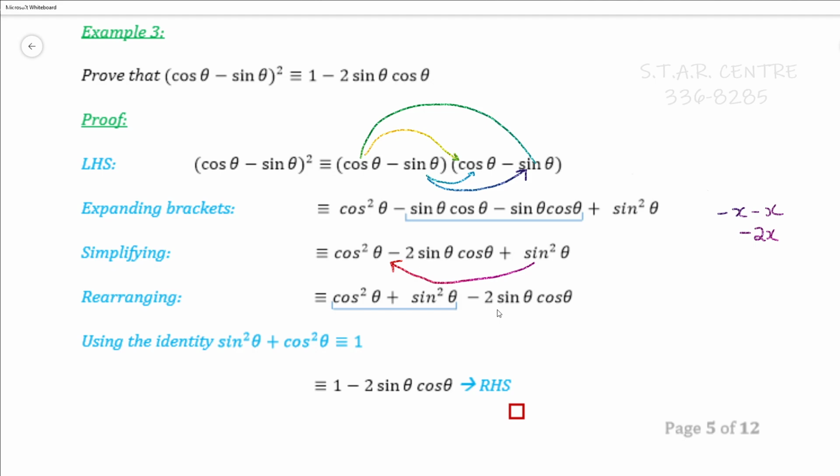And the reason for rearranging again is so that we can use the identities that we have met before, which is sine squared theta plus cos squared theta is identical to 1. So using that identity, this written in this bracket here would be 1. And then I have this minus 2 sine theta cos theta. And looking back at the example at the top, we have on the right hand side 1 minus 2 sine theta cos theta. Here we have the same thing. So this is our right hand side and our proof is completed.